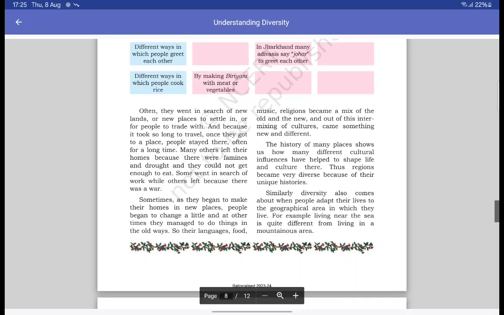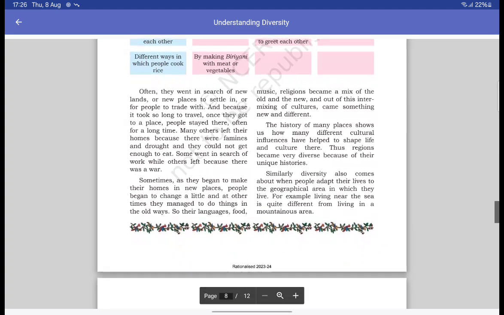Like dosa and idli and sambar. This is a South Indian dish, right? But in North India also so many restaurants, almost every restaurant makes dosa and sambar, and many households eat dosa and sambar with relish, right? So this is an example of how these diverse cultures came to come by each other, and this is how this diversity developed.